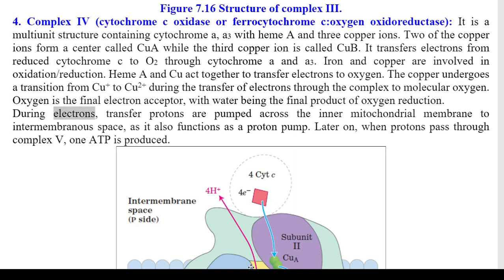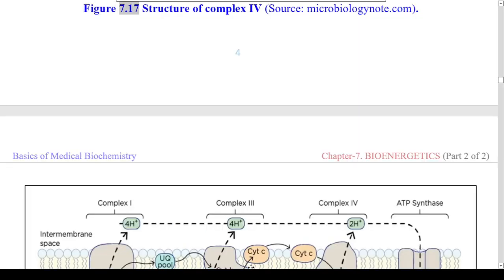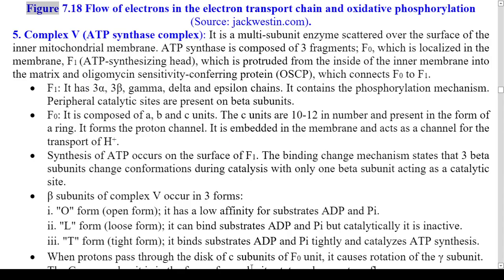During electron transfer, protons are pumped across the inner mitochondrial membrane to the intermembranous space, as it also functions as a proton pump. Later on, when protons pass through complex V, 1 ADP is produced. Figure 7.17 Structure of complex 4, Source, microbiologynote.com. Figure 7.18 Flow of electrons in the electron transport chain and oxidative phosphorylation, Source, jackweston.com.